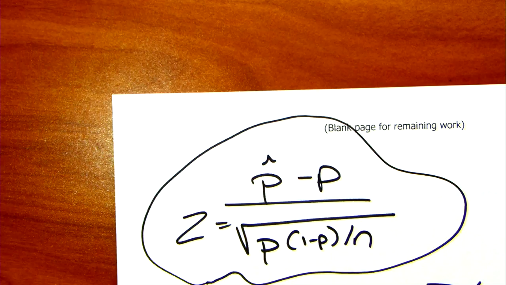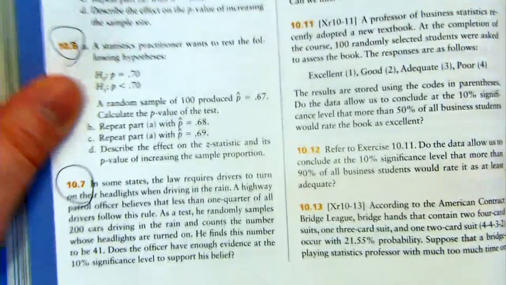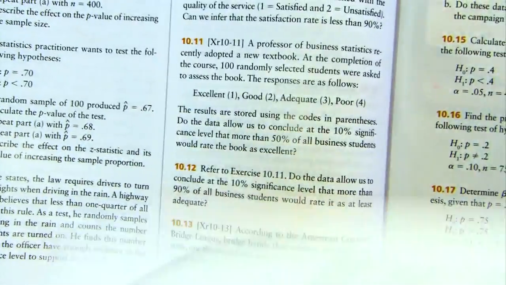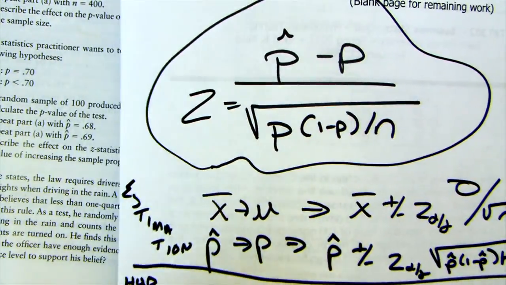So this is actually in your book. So I'm going to go to chapter 10, and we're going to do number 7. Okay, and I'm going to project that here in a second. Number 7. This is the formula if you didn't copy that down fast enough.